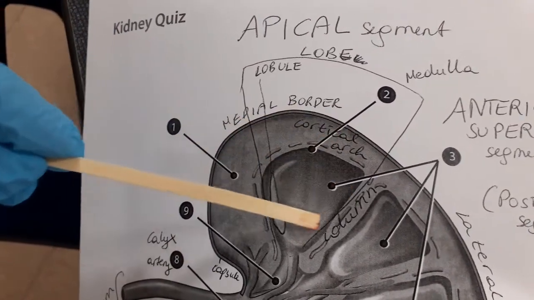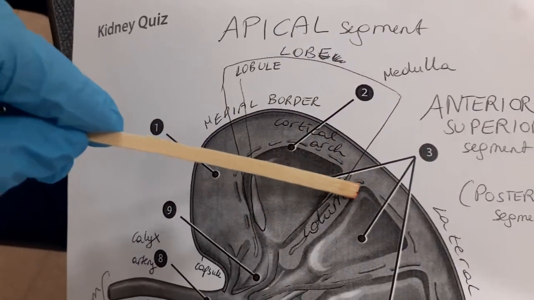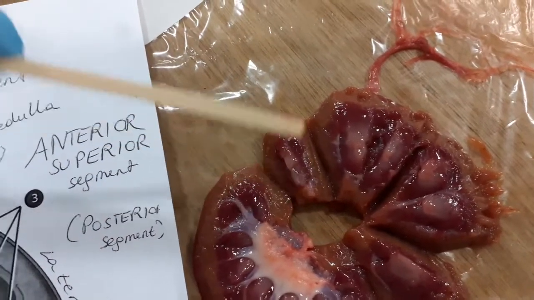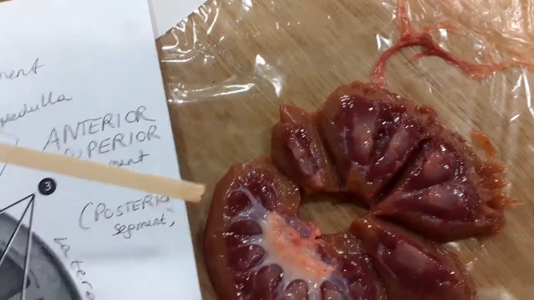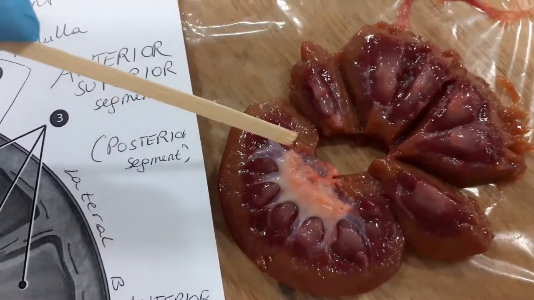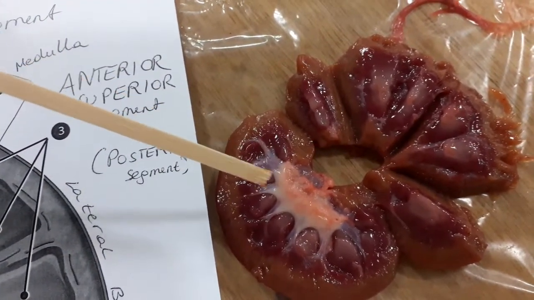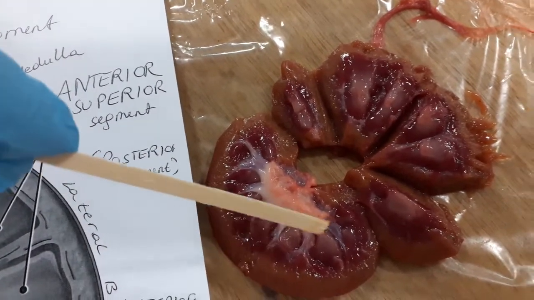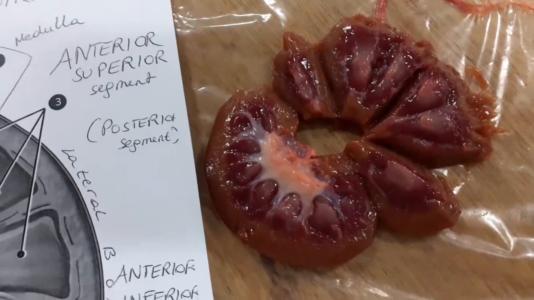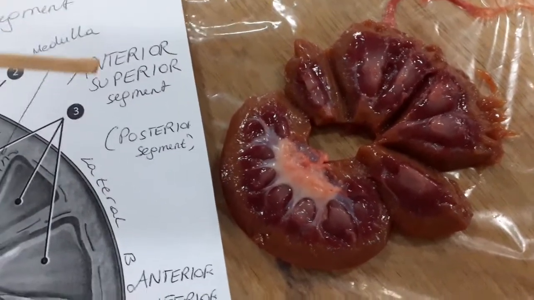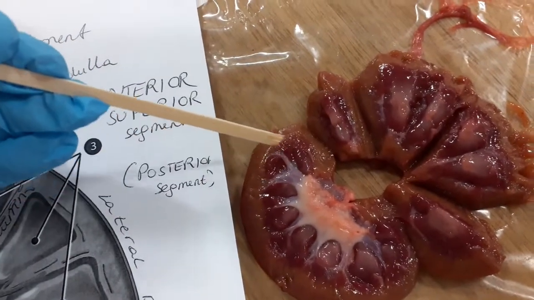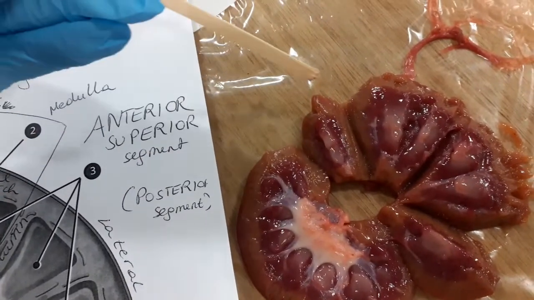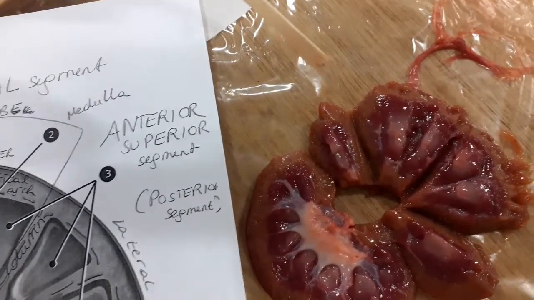Then we have here the pyramid, and between the pyramids we have the columns. So this is our pyramid, and that would be our column. If we hadn't cut it up, the column would be in here, just always in between each pyramid. And a lobe is the pyramid plus the cortex.